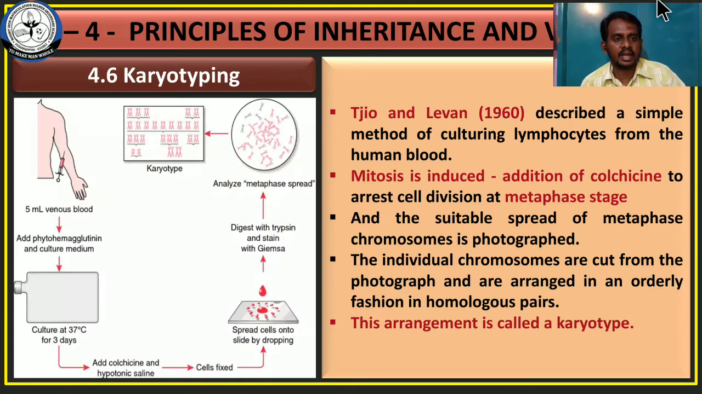And this arrangement is called karyotyping. The technique or process is called karyotyping. Okay, what are the steps? First, isolation of cells from the human body, then culturing in the phytohemagglutinin medium, and next, adding colchicine. This colchicine stops the cell division at metaphase, and the cells are spread on the slide and photographed. The photographs are cut based on the size of the chromosomes, and then finally the photographs are arranged based on their homologous chromosomes. This entire process is called a karyotype.